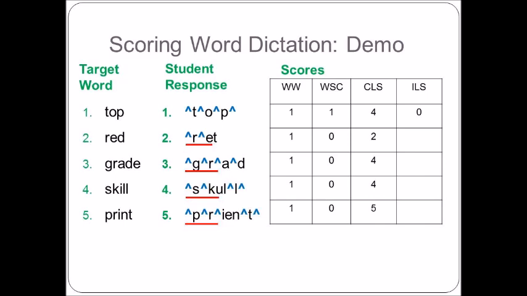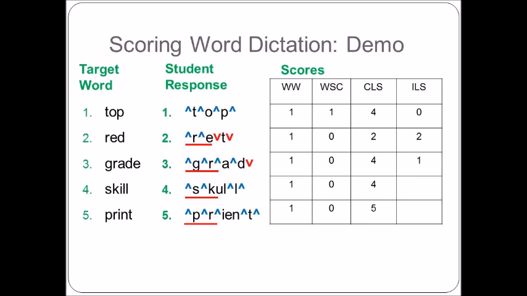Our student spelled the word red with a T at the end instead of a D. So we should put a downward facing red caret between the E and the T and from the T to the end of the word. So looking at item 2, we can see that it has 2 incorrect letter sequences. Item 3. We know that our student left off the final letter E in the word grade, so we place a red caret at the end of the word after the letter D. And we see that item 3 has 1 incorrect letter sequence.